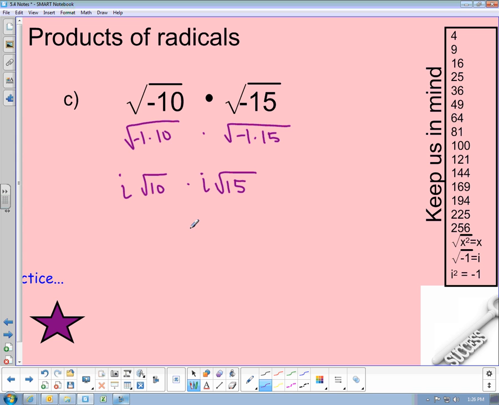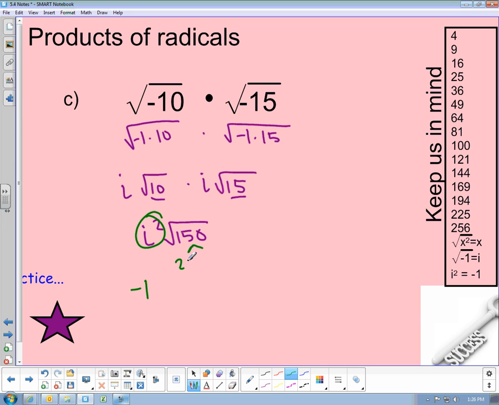So then we end up with i times i, which is i squared, and the square root of 10 times 15, which is 150. Now, this has further simplifying that we can take care of here. i squared, we know, is -1. So I have a -1 out front, but then I can also take care of this 150.